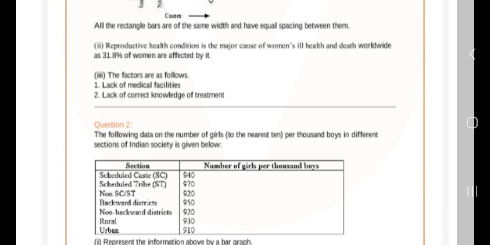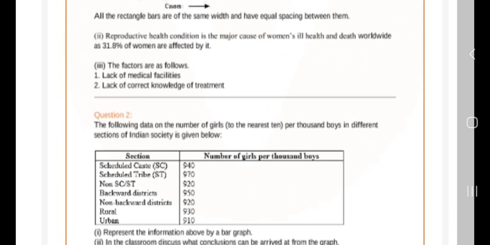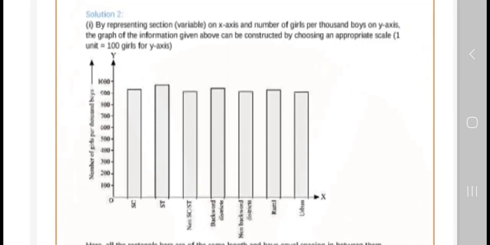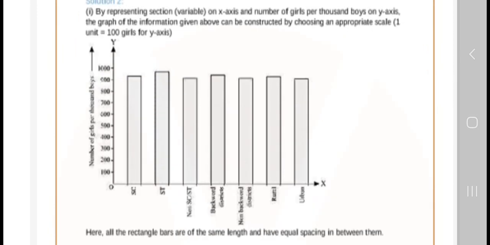So next, here they have given a graph. The following data on the number of girls per 1000 boys born in different sections of Indian society is given. The scheduled caste is 940, and these are given. So we have to represent it in a graph, and like this we have represented it in the graph.